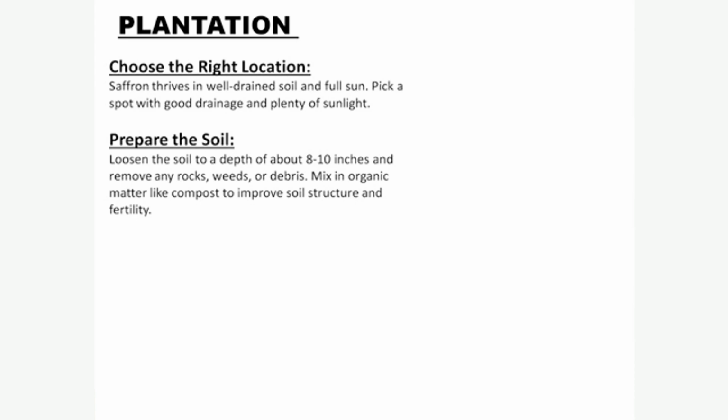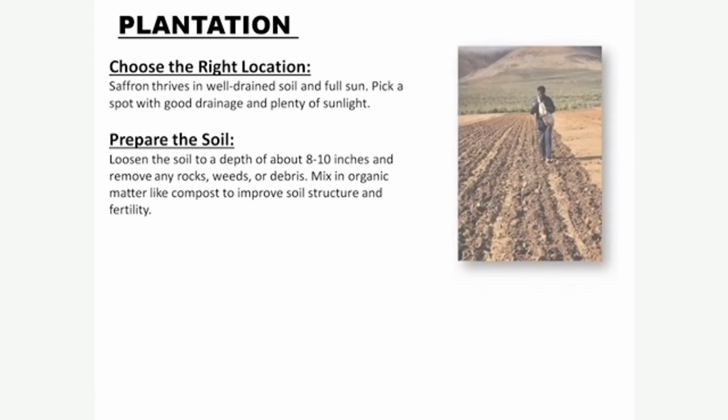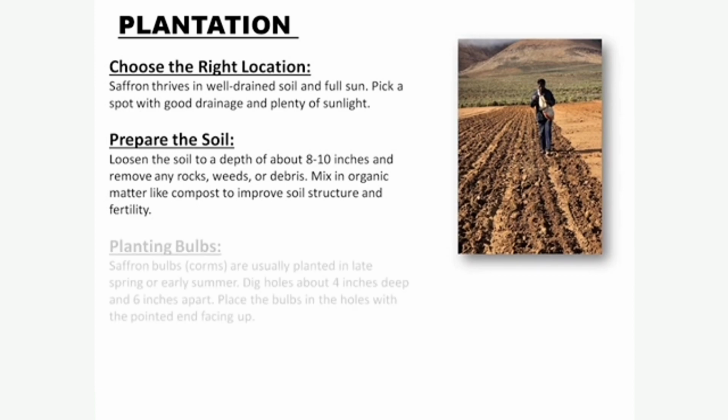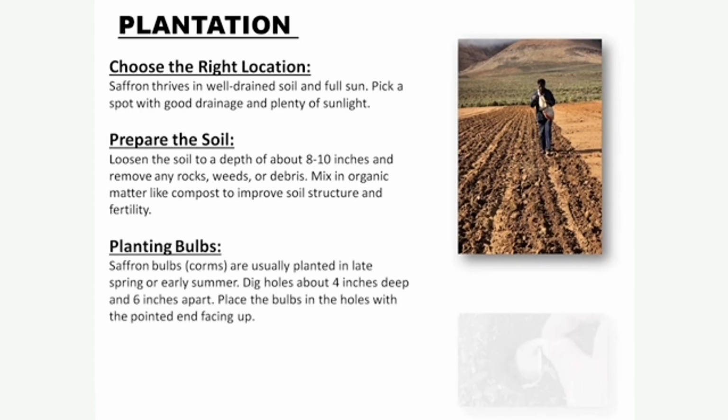And then we remove all the other parts like rocks, weeds, and debris. And then we mix in organic matter such as compost to improve the soil structure and fertility. We see in the picture how to prepare the soil, and the next step is planting the bulb.